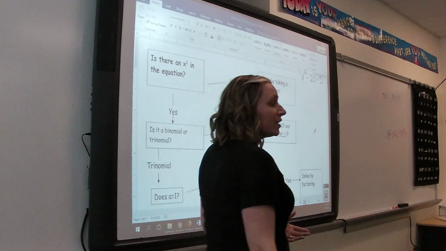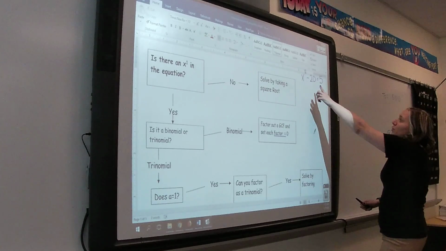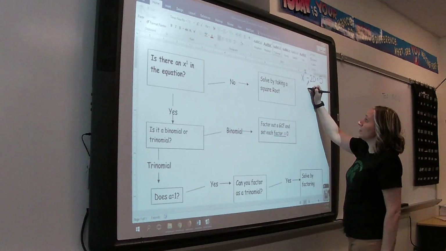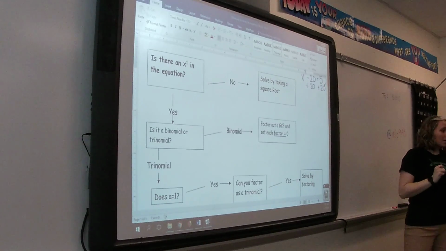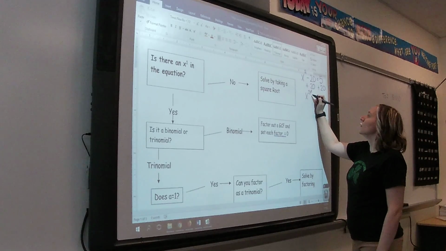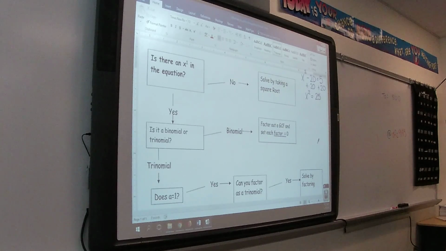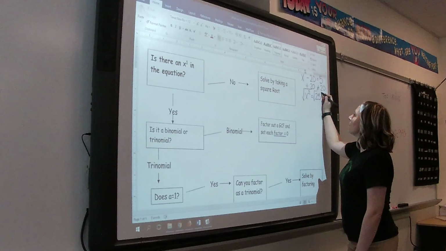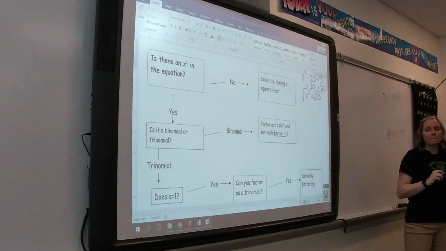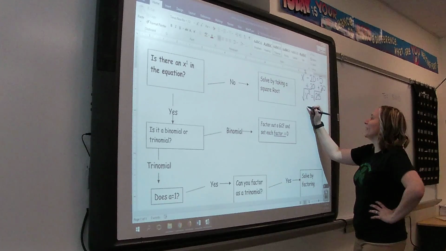When we solve by taking a square root, we just want to do the inverse operation to get x by itself. So how do we undo subtracting 20? We add 20. 20 plus 5 is 25. We will then square root each side. What is the square root of 25? 5. What is the square root of 25? Plus or minus 5?